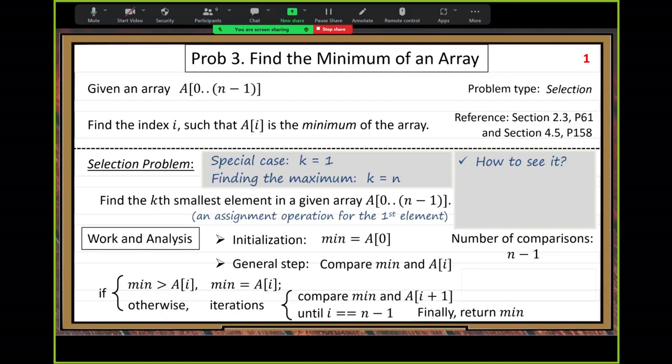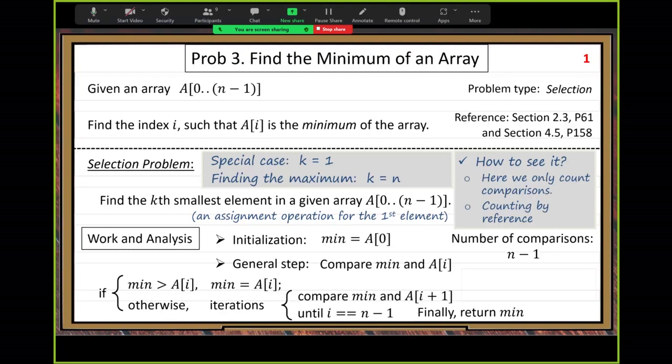So assignment for the first one, we do not treat it as a comparison. We only count comparisons. Counting by reference. Because for the remaining n-1 elements, we make one-to-one correspondence. Each element has one comparison. So that's our counting by reference technique, and so we get this number.